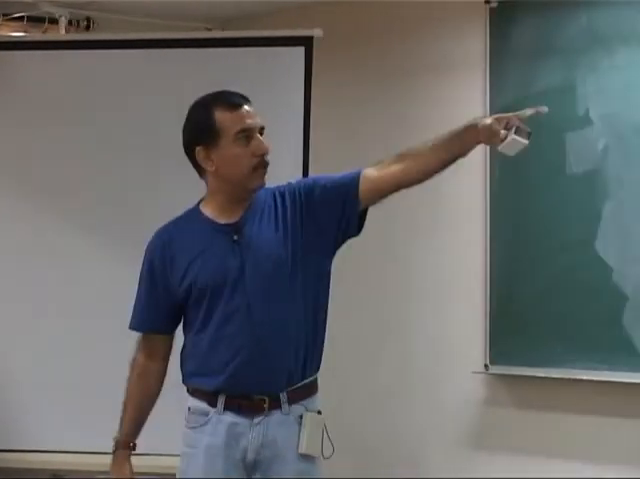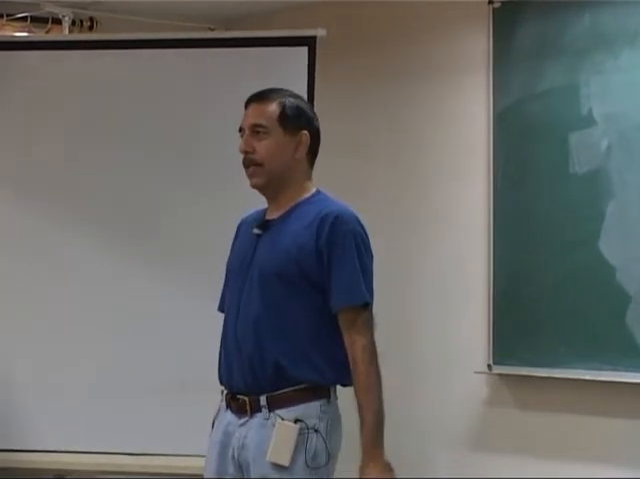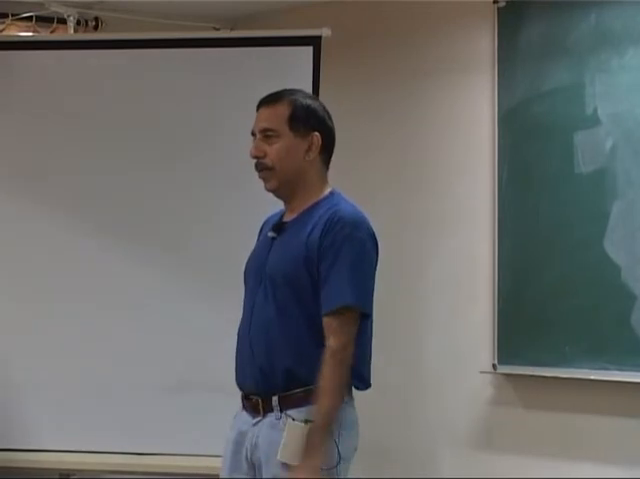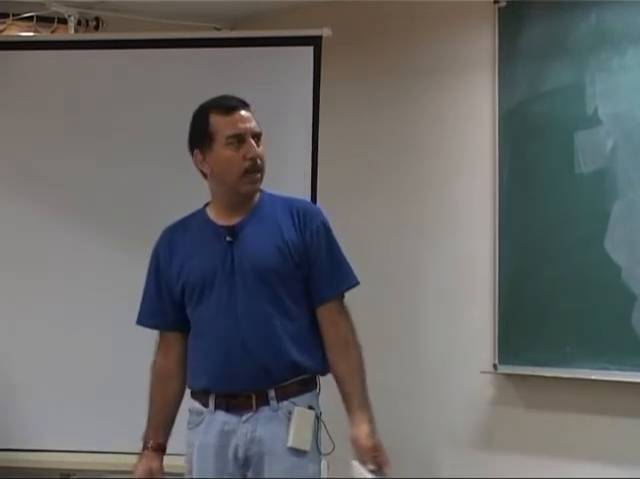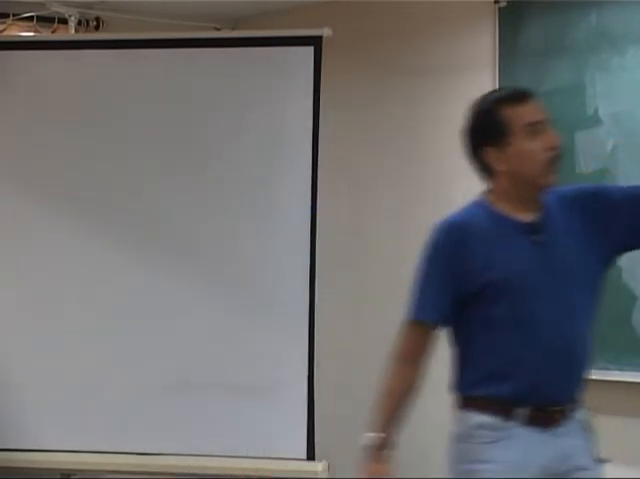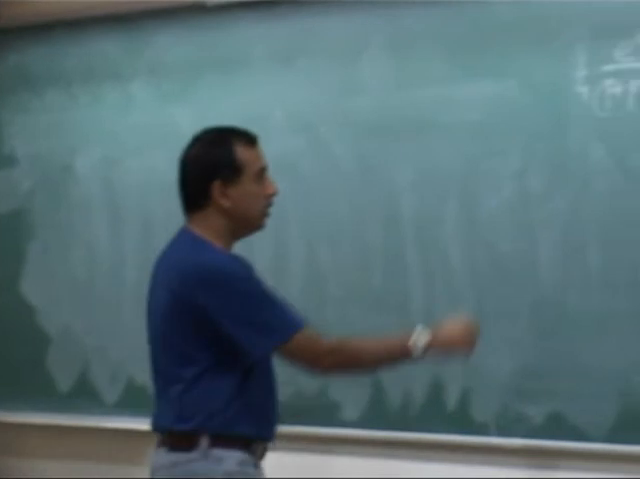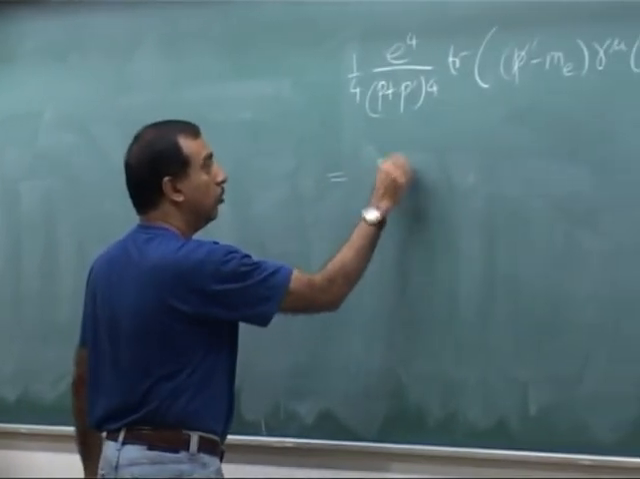So now the next step is to evaluate the traces. This takes a longish time. Probably to do it here would take about 15 minutes, but it's easy in the sense that you have traces of 2 gamma matrices, 3 gamma matrices, or 4 gamma matrices. You need identities, and you just have to keep grinding at it. So I'll leave all that to your wise tutors, and I'll write down the answer for you.